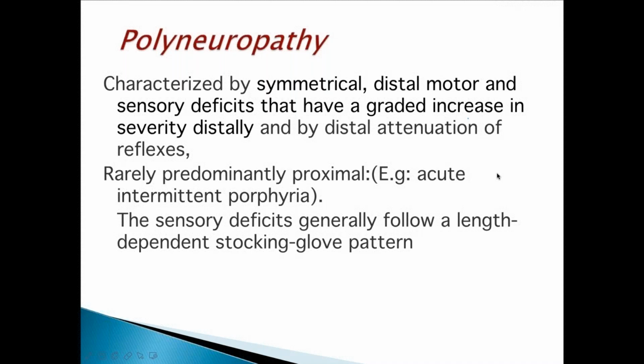acute intermittent porphyria. See, porphyria is something which we might ask one or two cases at max. So don't go on and diagnose everyone as porphyria. The first thing should always be diabetes or B12 deficiency or some other malignant processes.